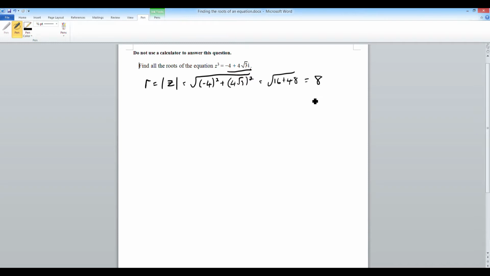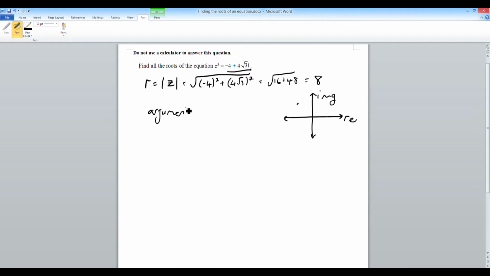If I want to find the argument, the angle, let's quickly plot this number on our Argand diagram. Remember, we have the real part and we have our imaginary part. So my real part is minus 4, so I'm going to go negative 4 on my real axis and then plus 4 root 3 on my positive imaginary axis. I notice that my complex number will be in my second quadrant. It's going to be up here. So let's take a look at our argument.